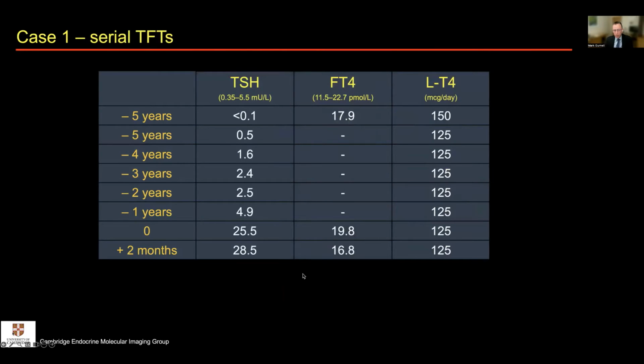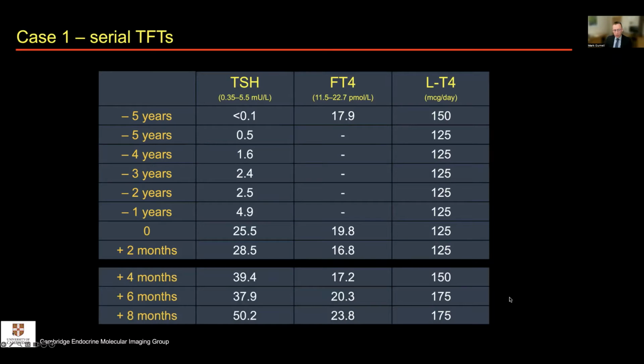And you can see that for the most part, on a reasonable standard replacement dose of thyroxine, the patient had normal TSH, but unfortunately, at the time just prior to referral, there was a quite significant change, as you can see, with no change in thyroxine dose, but now the TSH being significantly elevated.